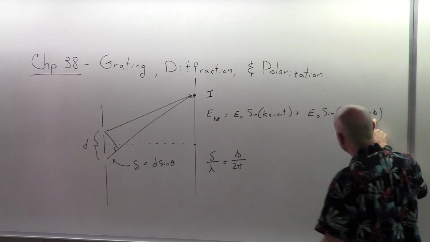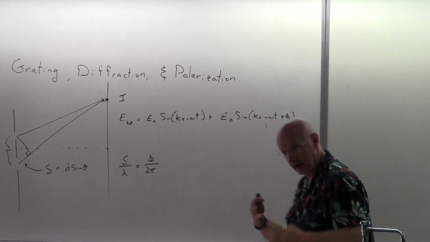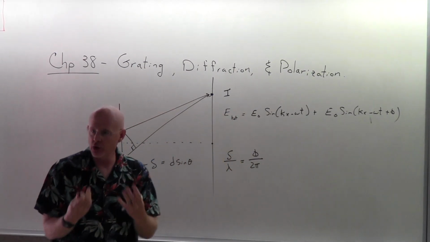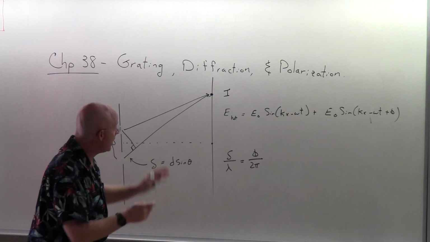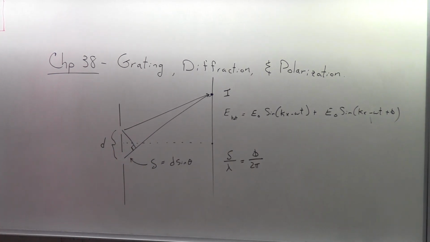And we argued that if this phase was 2 pi, 4 pi, 6 pi, or put another way, if the distance was 1 wavelength, 2 wavelengths, 3 wavelengths, they would add up constructively. Fair enough? And I hope you remember that. And then we did a bunch of math.